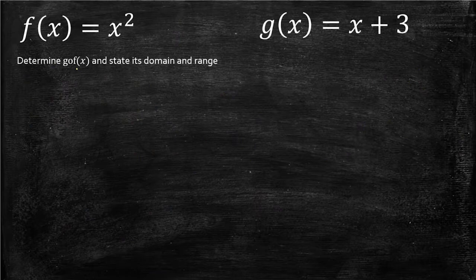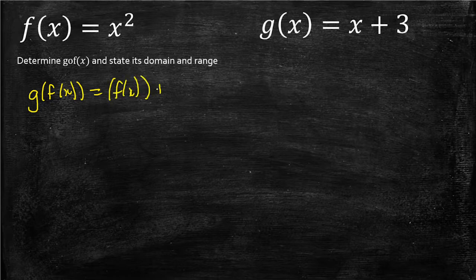So if we wanted to determine g of f of x, what we need to do is substitute the f function into the g function. And again, the g function is x plus 3. So I need to put my f of x into the g function. Wherever I see an x, I'm going to put my f of x function, which is x squared, plus 3.